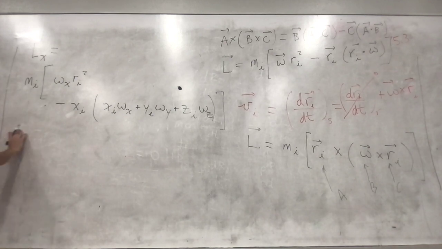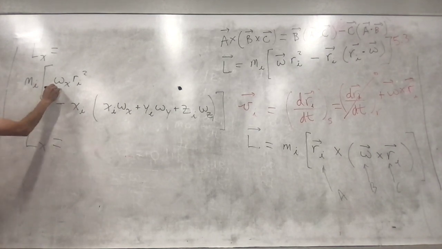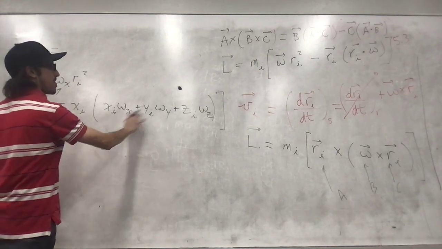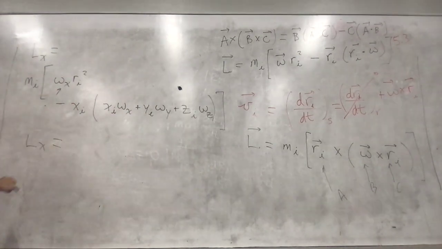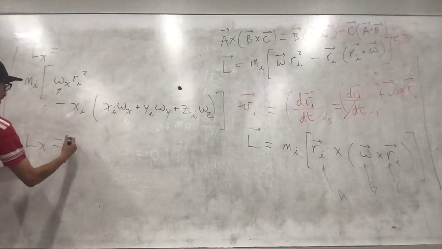So, I'm not going to do it, but we could write all of them. Lx is going to look like this: we're going to put together all the omega x, omega y, and omega z. So it's going to be m_i.